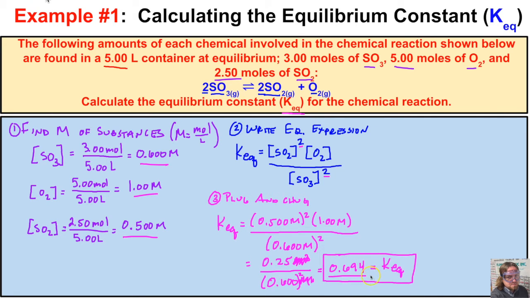0.694. And anytime KEQ is less than 1, which in this case it is, keep in mind that the equilibrium concentration of our reactants here is going to be greater than the equilibrium concentrations of our products over here. So let's take a look at another example.